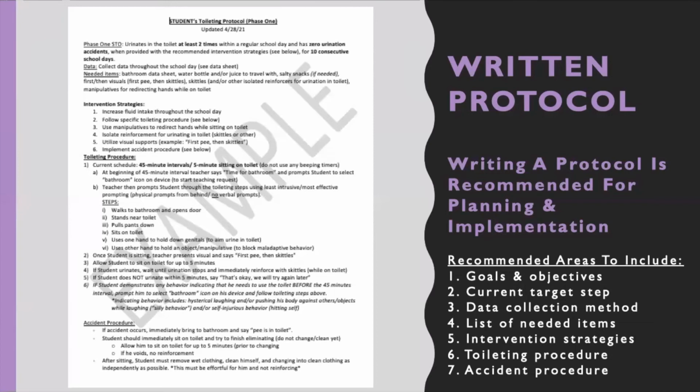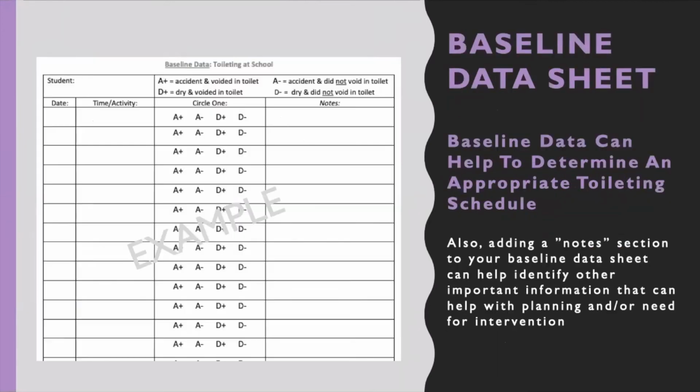And what's the current target or step? You want the data collection method and a list of items needed. What are your intervention strategies? And then specifically your toileting procedure and accident procedure. Here's an example of a protocol that I wrote for a student.